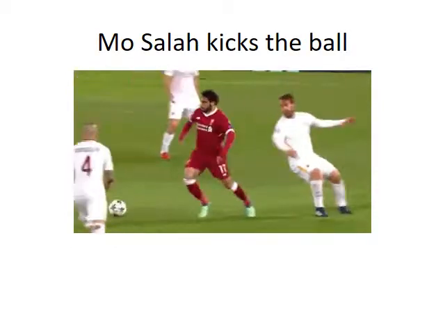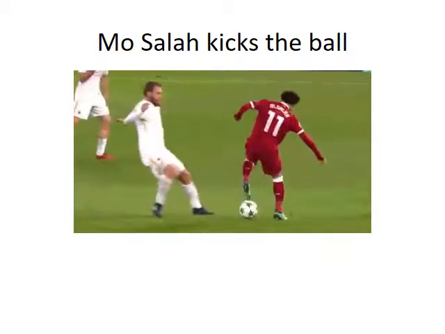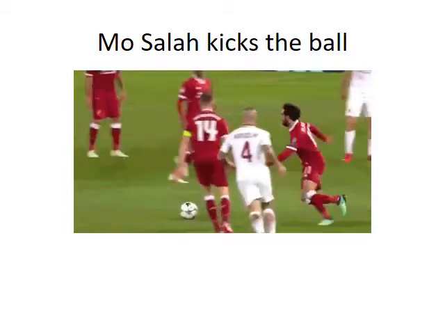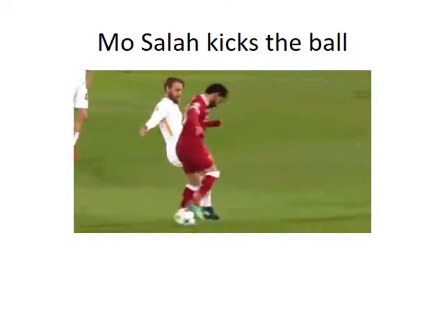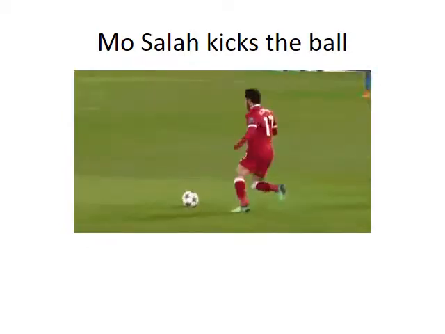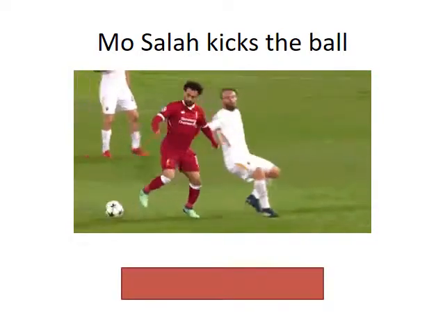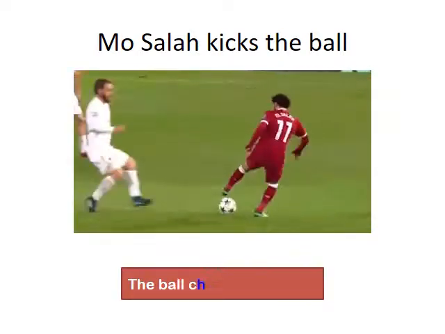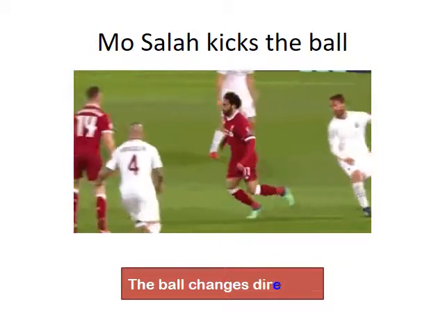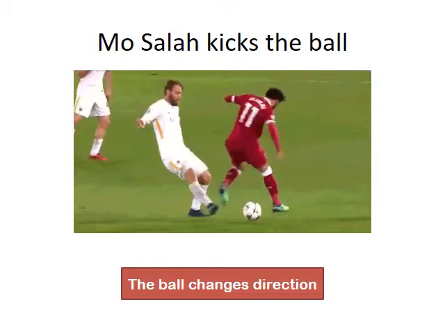When Mo Salah wants to change the direction of the ball, what should he do? He will kick the ball. He will apply force to this ball in order to change its direction, as you can see. Wow, this is a great move, isn't it?